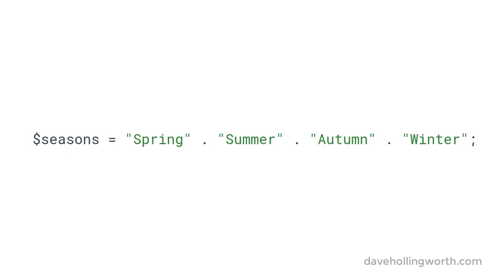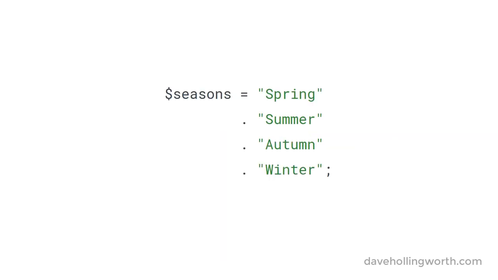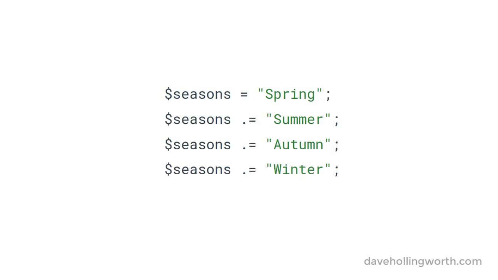You can, of course, use the concatenation operator more than once in a single statement, joining several strings together at once. If you do need to split this up onto more than one line, it's common to put the operator at the start of the next line instead of the end of the previous one, as this is clearer. Alternatively, you could just use the concatenating assignment operator like this.